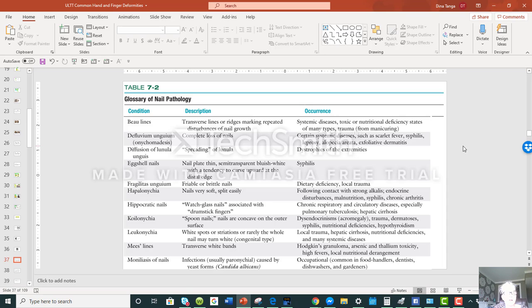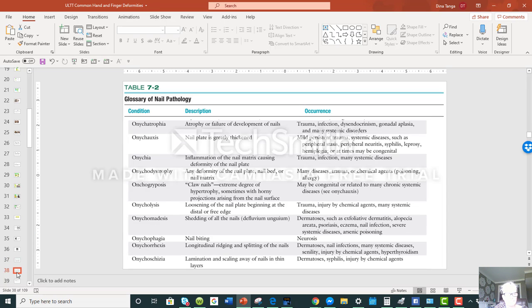Diffusion of the lunula, eggshell nails. Lots of words I don't want to pronounce, so let's go on. Here we go. Glossary of nail pathology. I'm not going to spend too much time on this.